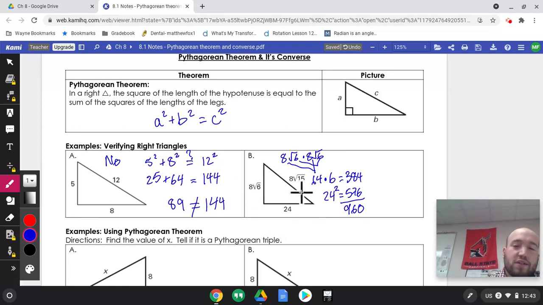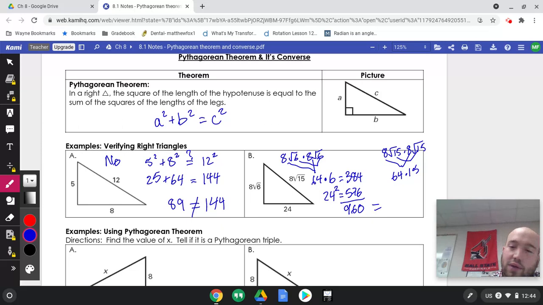Now we have to check out this c squared. So let's see if that one works. So 8 square root of 15 times 8 square root of 15. In that case, 8 times 8 is 64, times square root of 15 times square root of 15 is 15. And that will be equal to 960. Those are the same, so the answer is yes, it is a right triangle. I could go ahead and put that there.